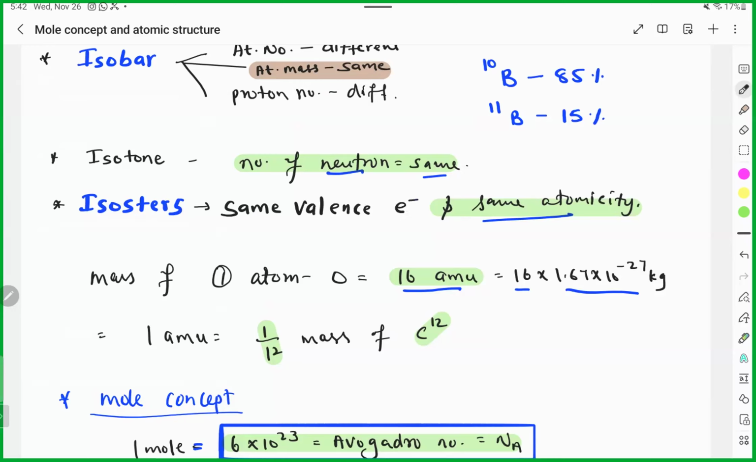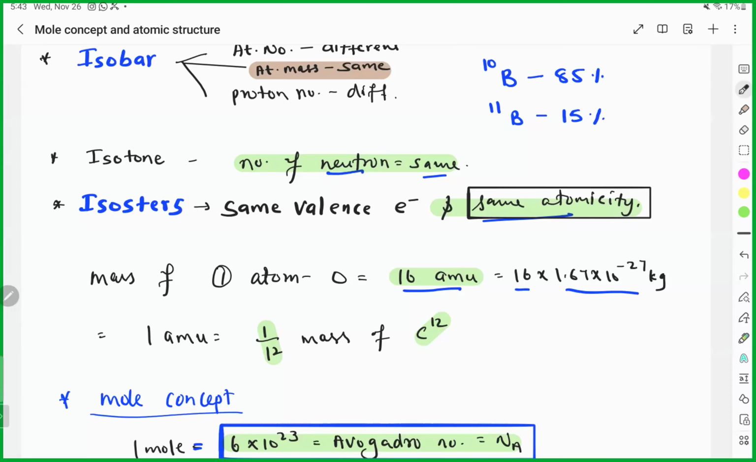Sir, I think isosters, another name is isoelectronic, right, sir? Isoelectronic species, having only valence electrons. Example, the valence electron in case of magnesium and calcium is 2, right? They have different atomic numbers, but valence electron is 2. And their atomicity usually in calcium carbonate or magnesium carbonate will be 1. So they are isosters, right?